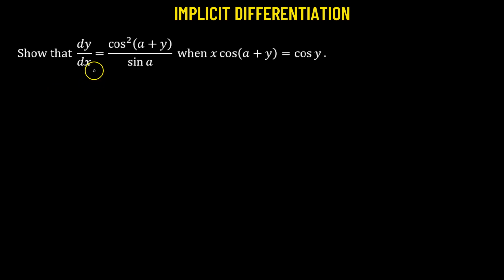We need to show that the derivative of y with respect to x is given by cosine squared of (a plus y) divided by sine a, whenever we have an implicit function of the form x times cosine of (a plus y) equals cosine of y.